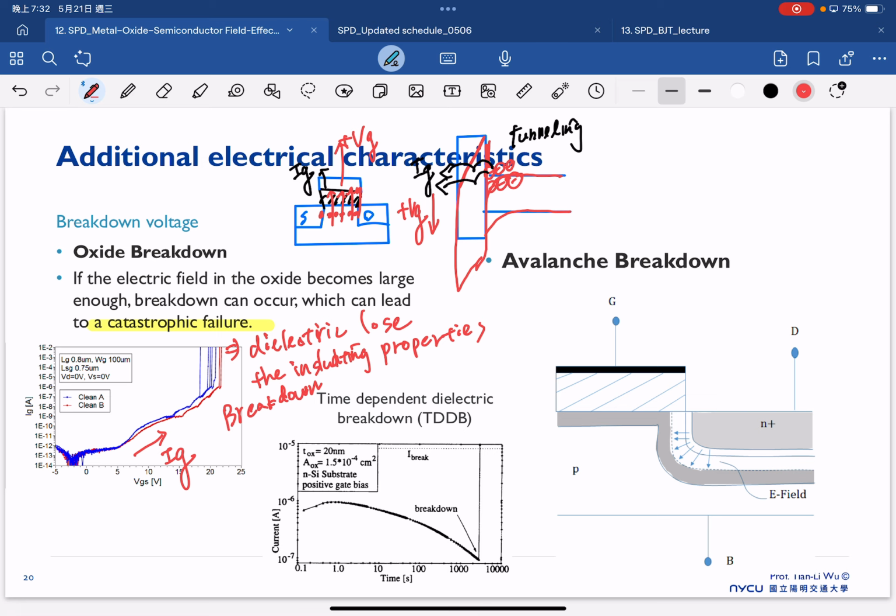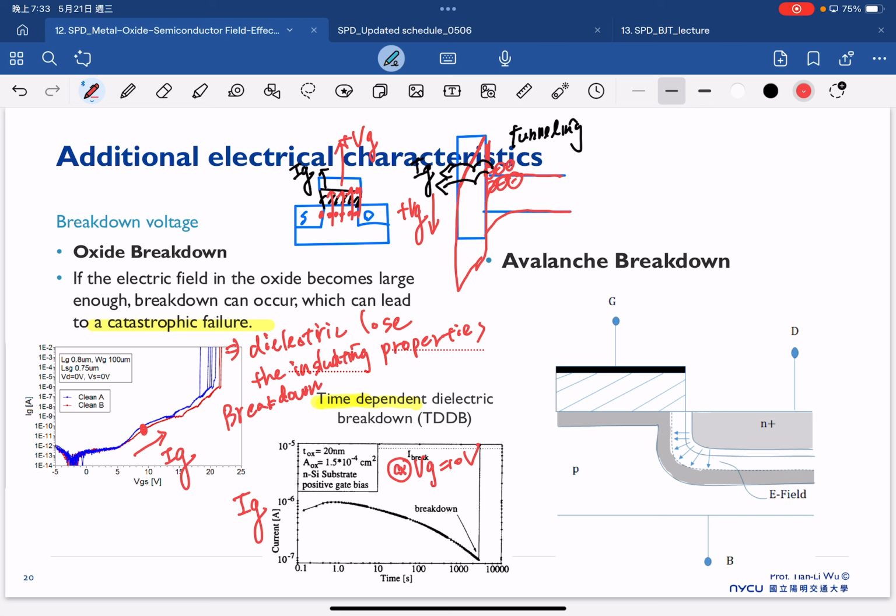But the oxide breakdown is not only related to the gate voltage, it is also related to time. That's why sometimes we have another phenomenon that we call time-dependent dielectric breakdown, TDDB. TDDB is an issue where we have a gate current and we bias at one condition, for example 10 volts. So 10 volts is here.